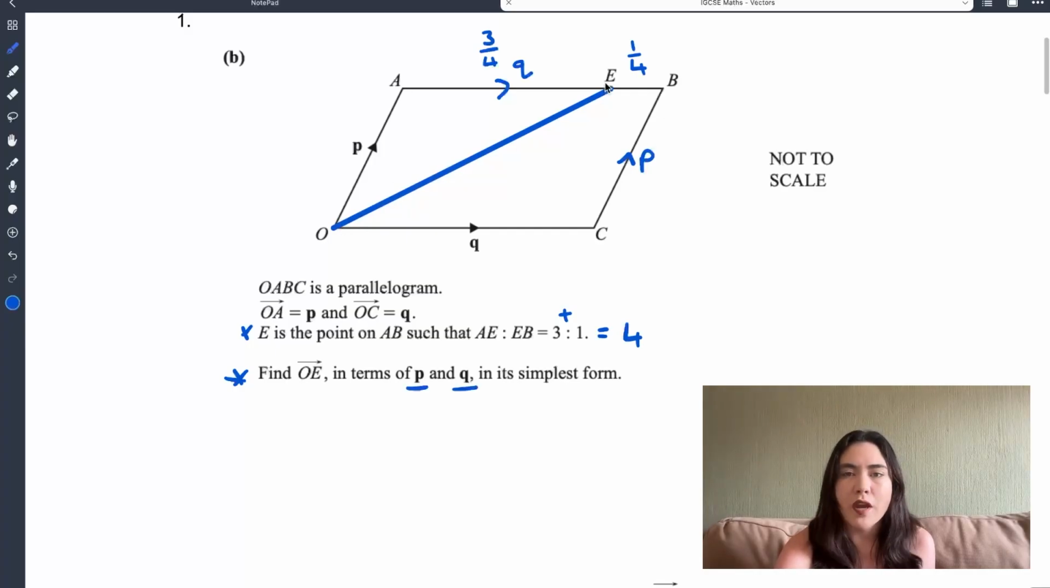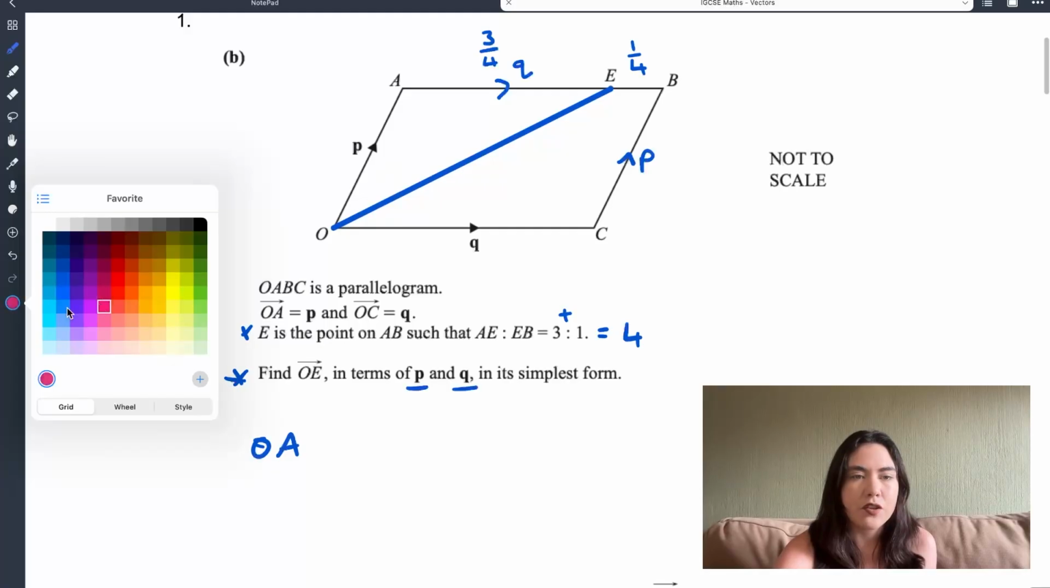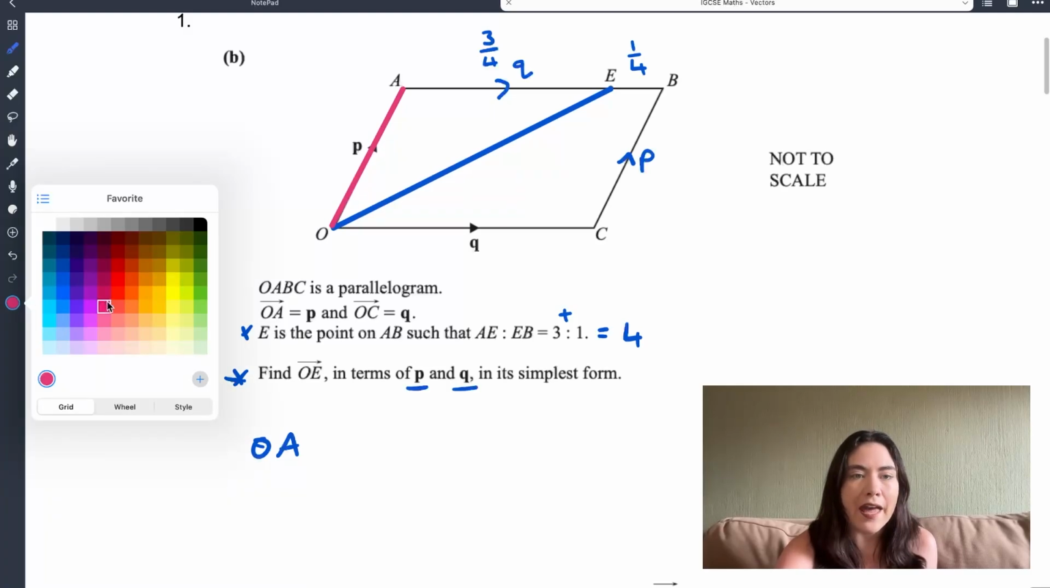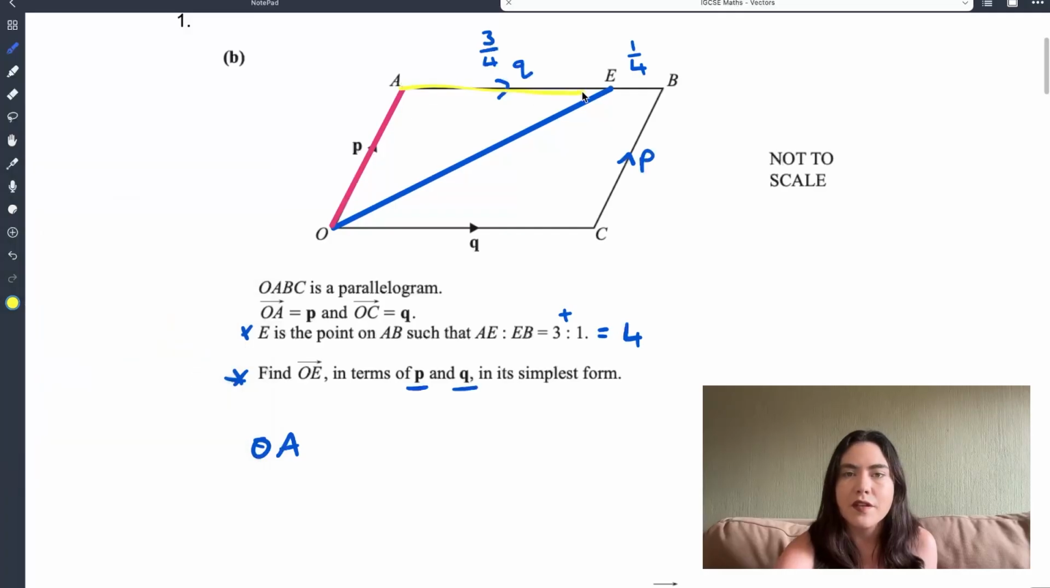Instead of going straight from O to E, we're going to go the long way around because we actually know how to get there. So we're going to go from O to A. Okay, I'm just going to use a different color so that you can see the different lines. So from O to A, which we know the value of, and from A to E. A to E, okay? So we're going from O to A, and then we're going from A to E.